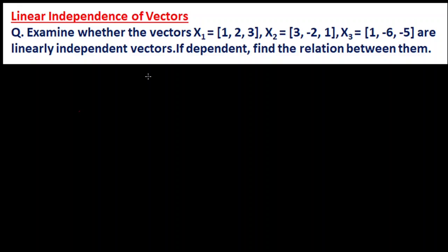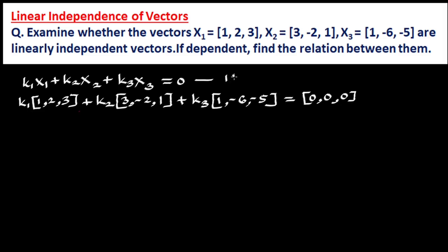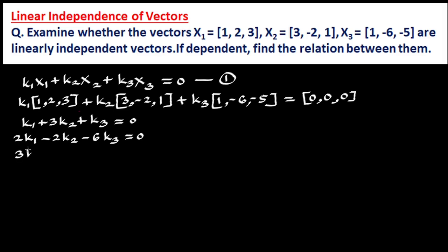This question is not different from the earlier ones. So we will start as usual by considering the equation k1x1 plus k2x2 plus k3x3 equals 0, where k1, k2, k3 are constants. k1 vector x1 plus k2 vector x2 plus k3 vector x3 equals 0 vector. We name this 1. We can write k1 plus 3k2 plus k3 equals 0. 2k1 minus 2k2 minus 6k3 equals 0. 3k1 plus k2 minus 5k3 equals 0.